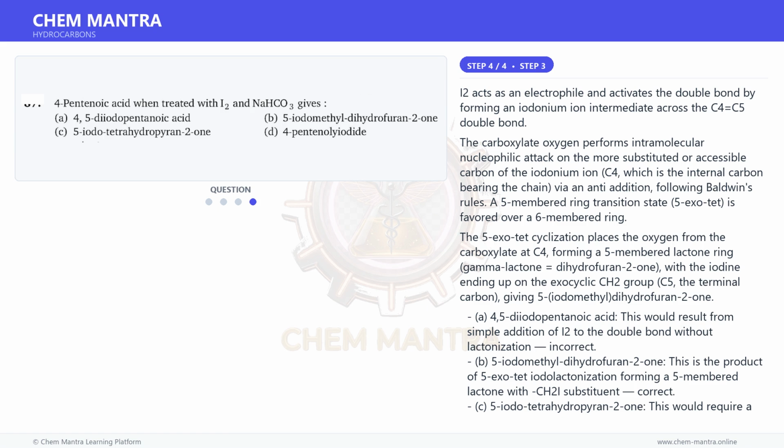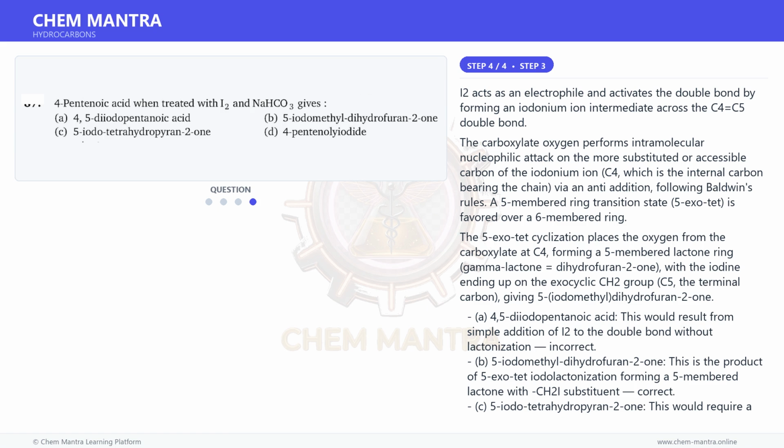The 5-exo-tet cyclization places the oxygen from the carboxylate at C4, forming a 5-membered lactone ring, a gamma-lactone, dihydrofuran-2-one, with the iodine ending up on the exocyclic CH2 group, C5, the terminal carbon, giving 5-iodomethyl dihydrofuran-2-one.